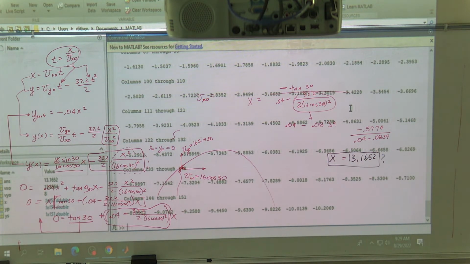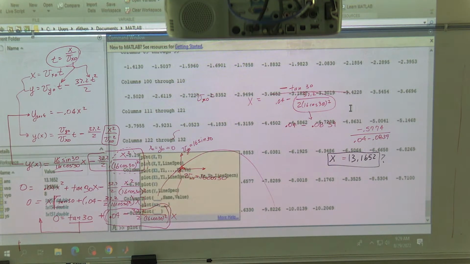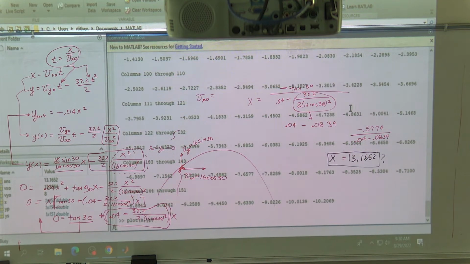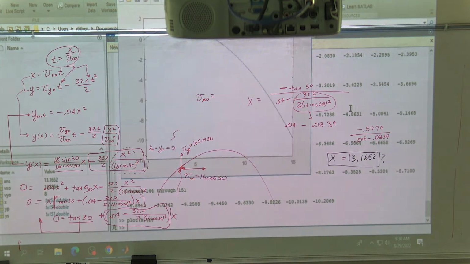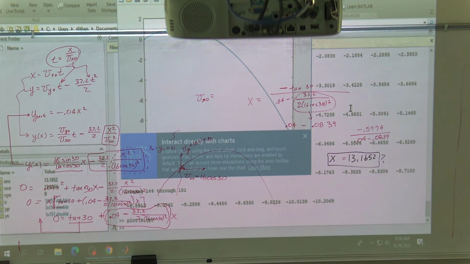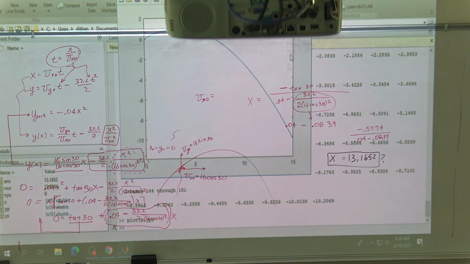Okay, so now if I do a plot, I forgot how you do this. Okay, x and y. Of course, one's x and one's y projectile. Oh, it takes a long time. I can do hand gestures? Oh, that's with touch gestures. I don't have a touch screen.